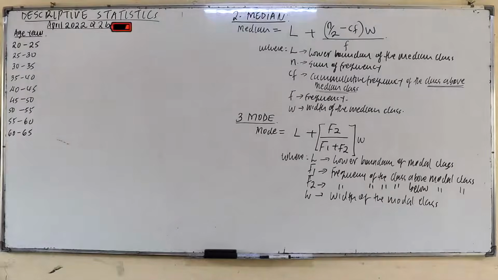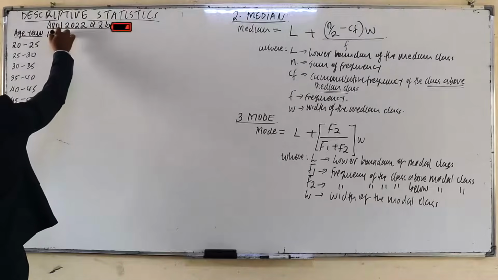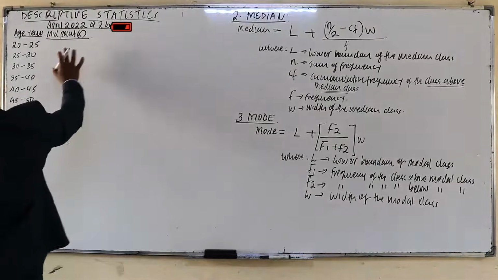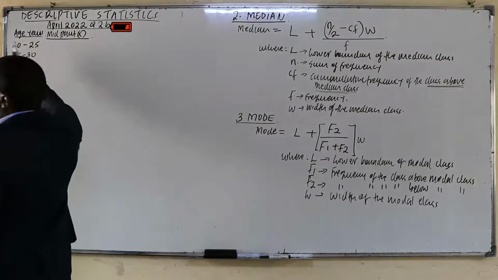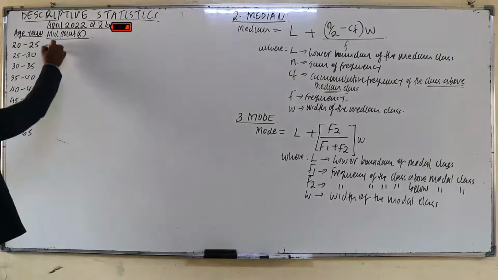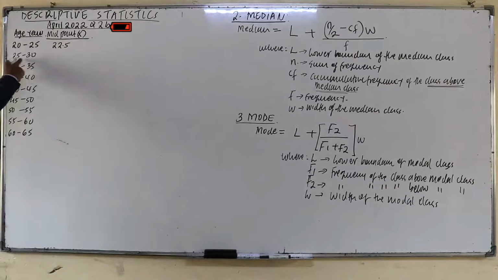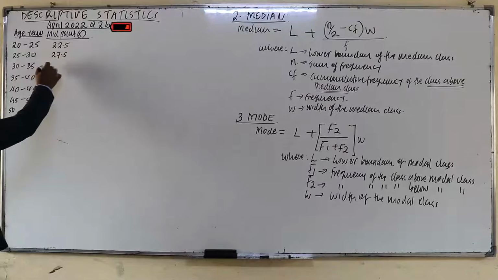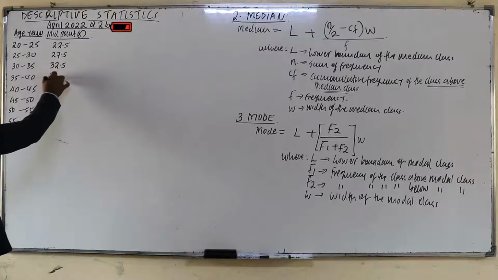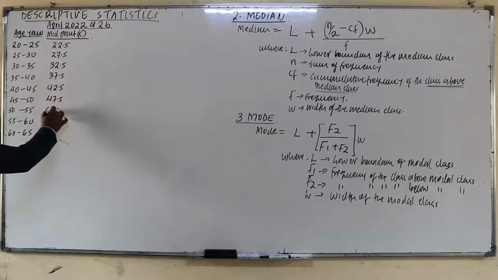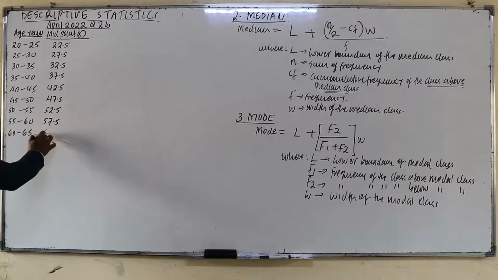Now, how do we get X? To get X, you determine what we call the midpoint. That will be our X. To get the midpoint, you take the summation of the ages divided by 2. For example, 20 plus 25, you get 45. 45 divided by 2, you get 22.5. 25 plus 30, you get 55. 55 divided by 2, you get 27.5. Then 32.5, 37.5, 42.5, 47.5, 52.5, 57.5, and then you have 62.5. Now that will be your midpoint.